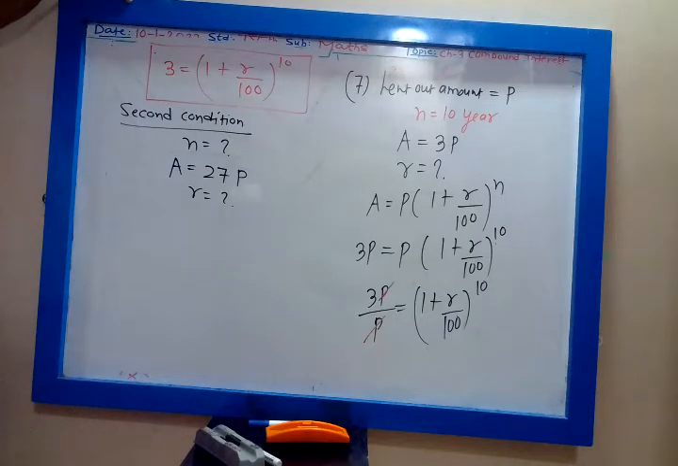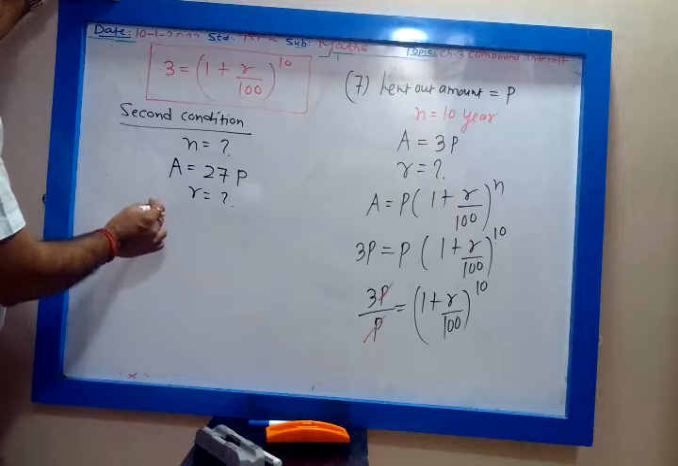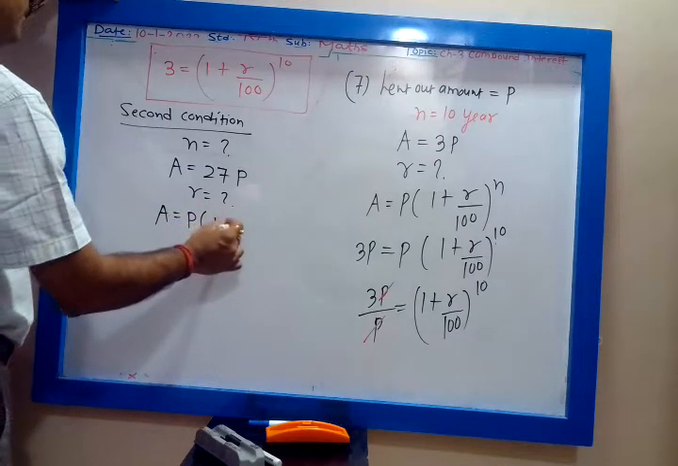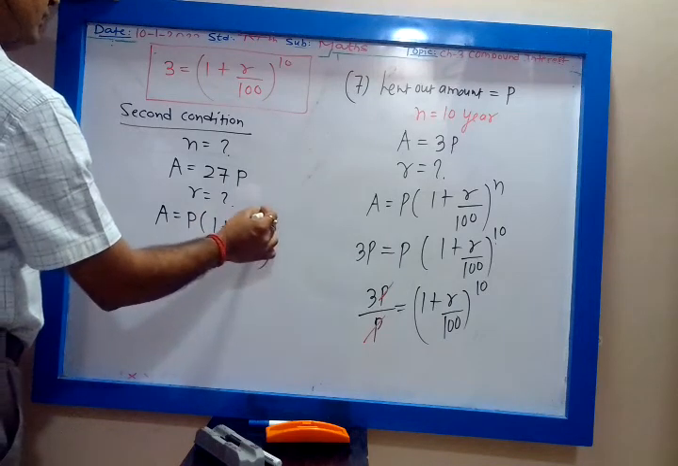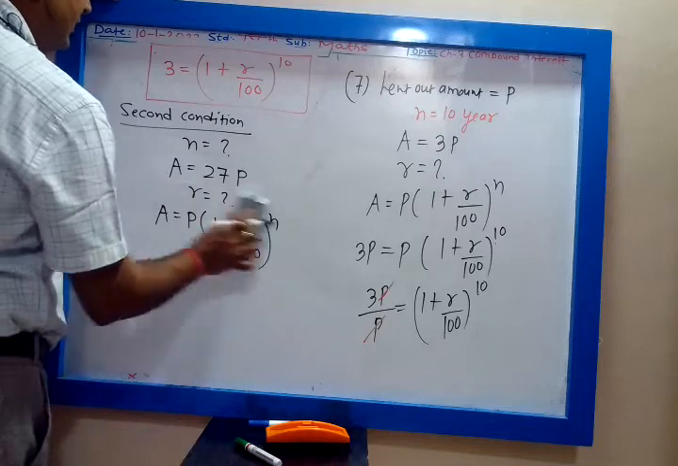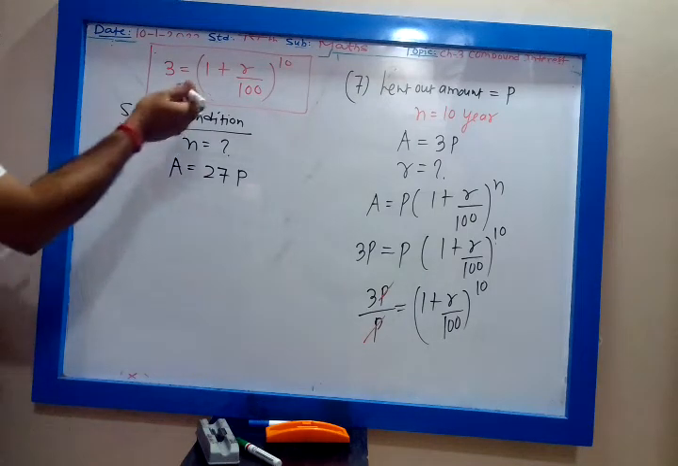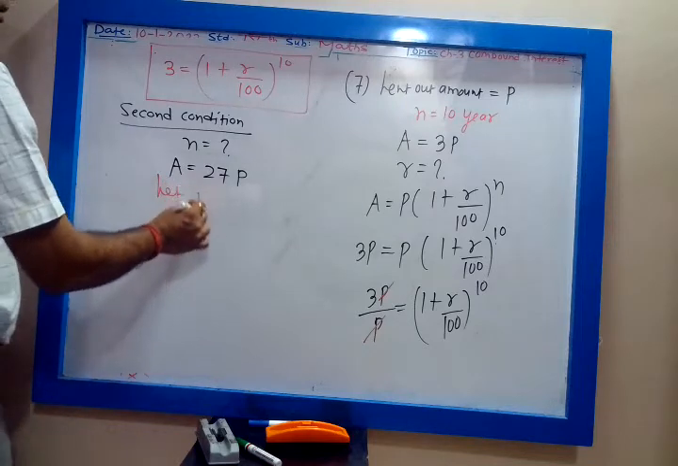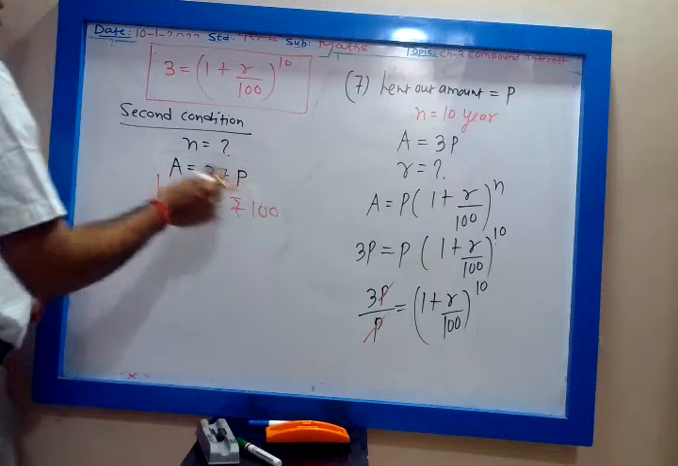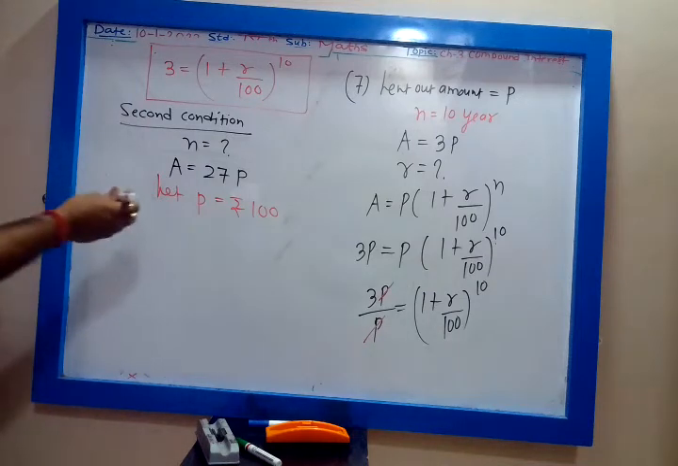So use the formula. A is equal to P into 1 plus R upon 100 raised to n. In how many years? Now see what we will do for second part. Because n is also not given, r is also not given, we assume, let principal amount be 100 rupees. Is it clear?